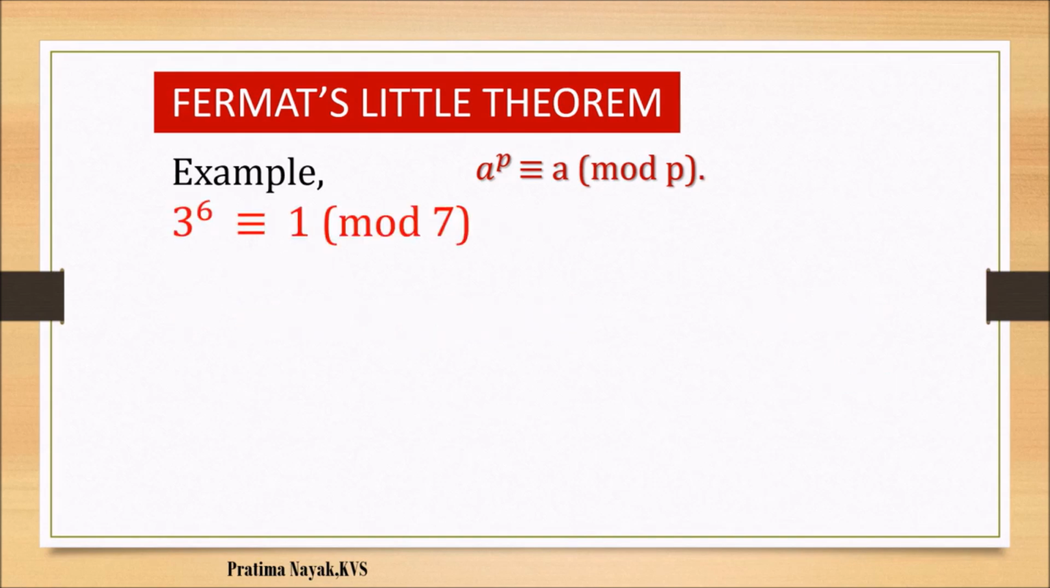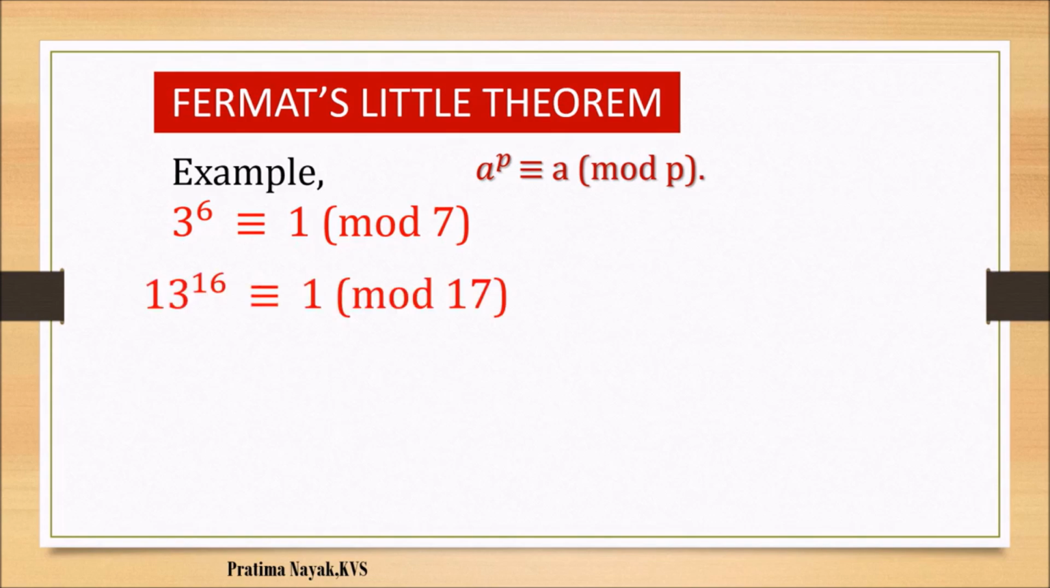So the example is 3 raised to the power 6 is congruent to 1 modulo 7. 7 is a prime number and 3 and 7 are co-prime, so we can apply it. So 3 raised to the 6 is congruent to 1 modulo 7. That means when 3 raised to the 6 is divided by 7, we get the residue 1.